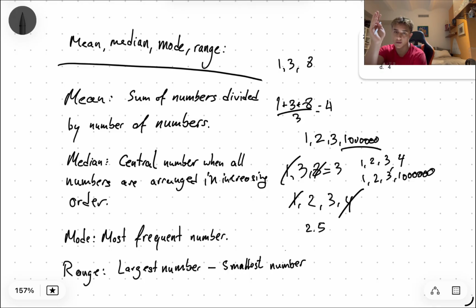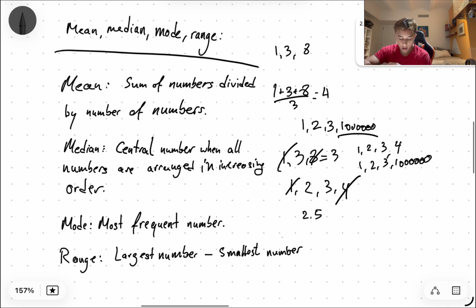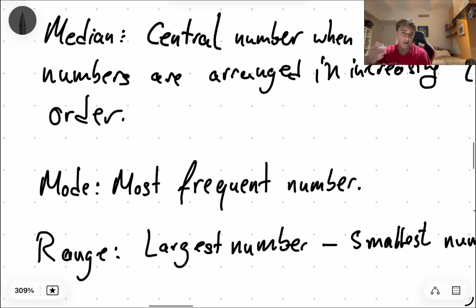If you don't want to include them and you only want to look at central numbers, you don't want to think about outliers, then median would be better. Mode is sort of different. It doesn't aim to calculate the center. It calculates the most frequent number in your set, right?